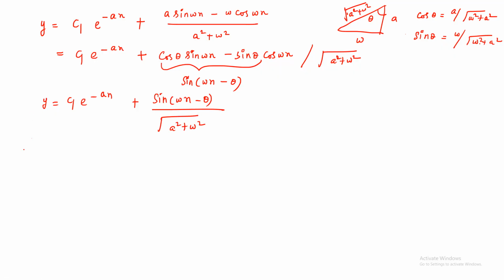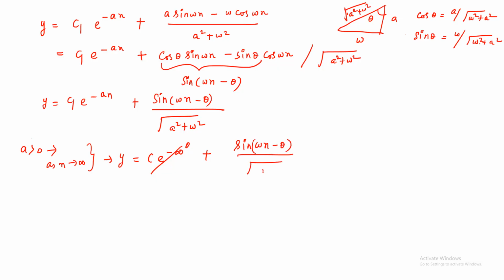So now if you substitute A greater than 0, it has to be a positive value. Then as x tends to infinity, y: this C1 e power minus infinity goes to 0, then sine of omega x minus theta by root of A square plus omega square is what will remain. Okay, since sine of any value will remain between minus 1 and plus 1, this term will remain, right?